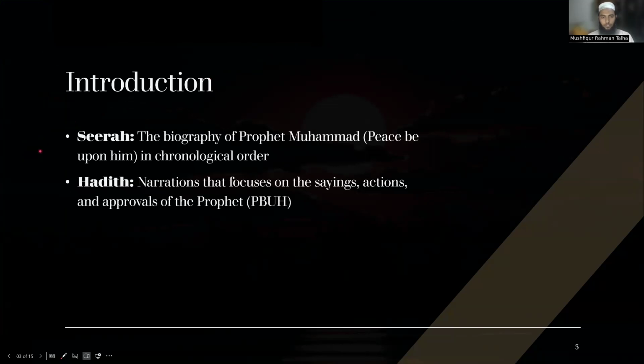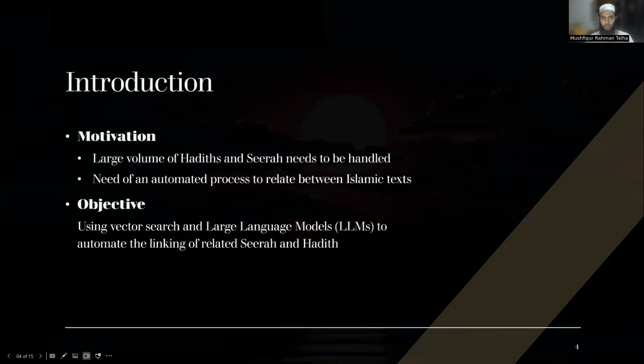Now, let's introduce ourselves to the terminologies that we will be using. At first, the Seerah is the biography of Hazrat Muhammad sallallahu alaihi wasallam, mentioned in chronological order. And the Hadith are the sayings, actions, approvals, and advices of our Prophet Muhammad sallallahu alaihi wasallam that are narrated by our forefathers such as Sahabi, Tabi'i, Tabi'in, etc.